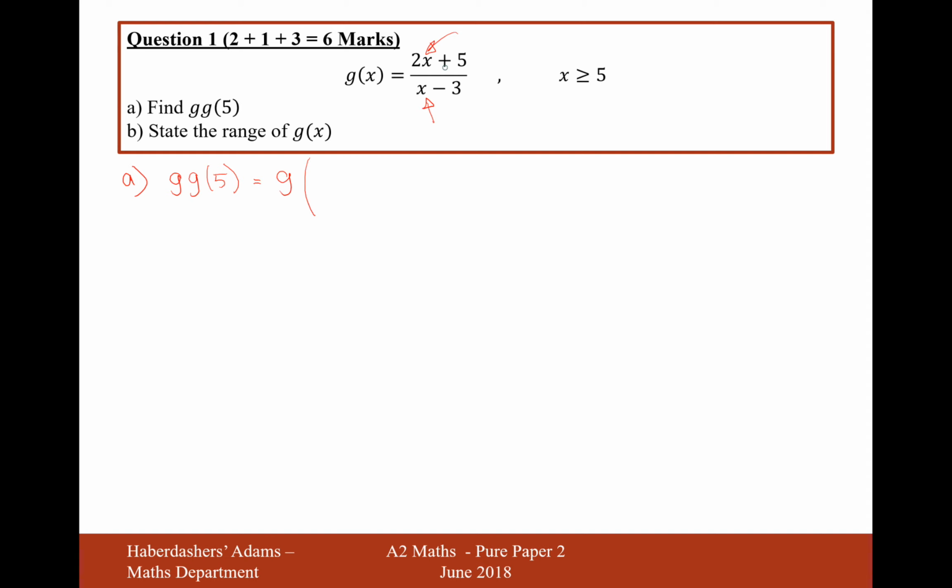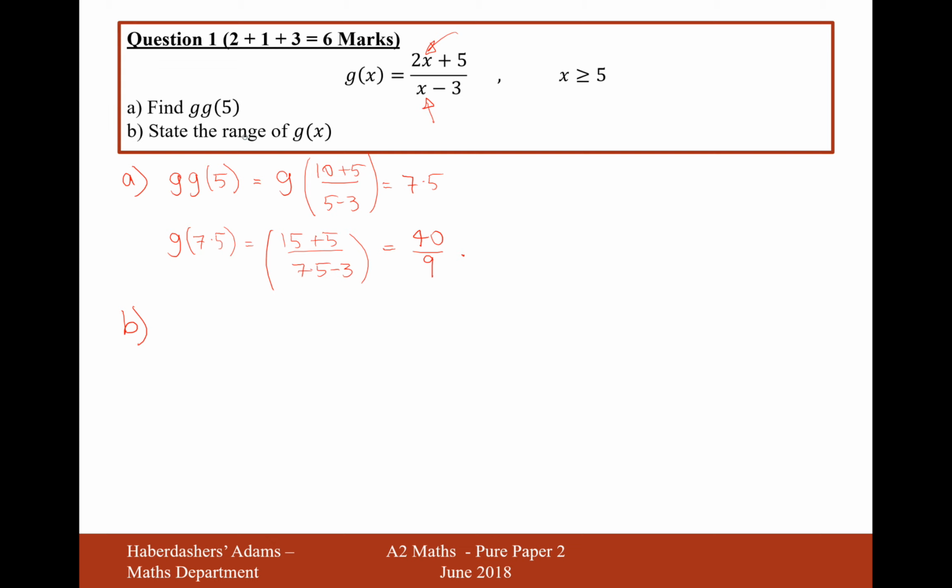So we're going to be replacing x with 5 first of all. So doing the first one, that's going to give us 10 plus 5 over 5 minus 3. Thus that's going to be 15 divided by 2, that is 7.5. And then we put 7.5 back into the g function again because there's two g's, so it's going to give us 2 times 7.5, that's 15, plus 5, that's 20, divided by 7.5 minus 3. Grab your calculator for this one. 12 divided by 4.5, which is equal to 40 over 9 as a top-heavy fraction.